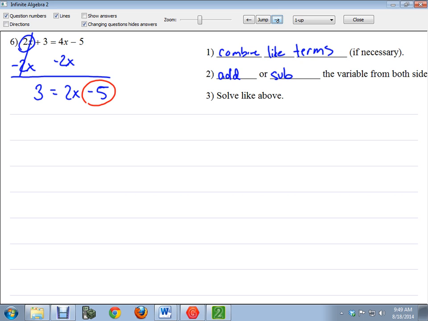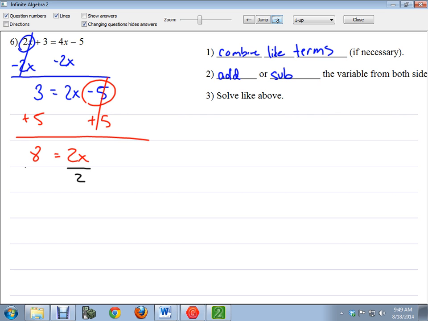Now that number says minus 5, so I will go ahead and add 5 to both sides to get rid of it. Well, 5 minus 5 is 0, and 3 plus 5 is 8, equals 2x.